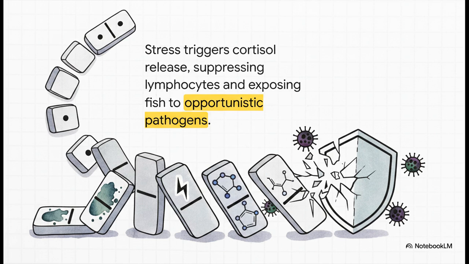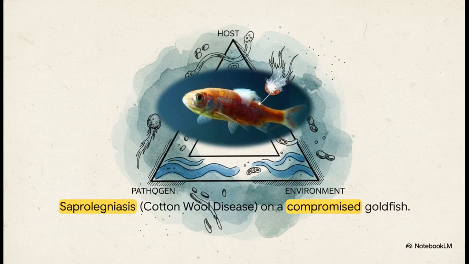Imagine your water quality tanks. That's an environmental failure. That poor water quality intensely stresses the fish out. The host's body responds by dumping the hormone cortisol straight into the bloodstream. Now, cortisol is a potent immunosuppressant. It actively suppresses the lymphocytes, forcing the immune shield to drop. And suddenly, those opportunistic pathogens in the water, the ones that were totally harmless a minute ago, they aggressively colonize the host. A really tragic, common result of this closed triangle is saprolegniasis, which most people just call cotton wool disease.